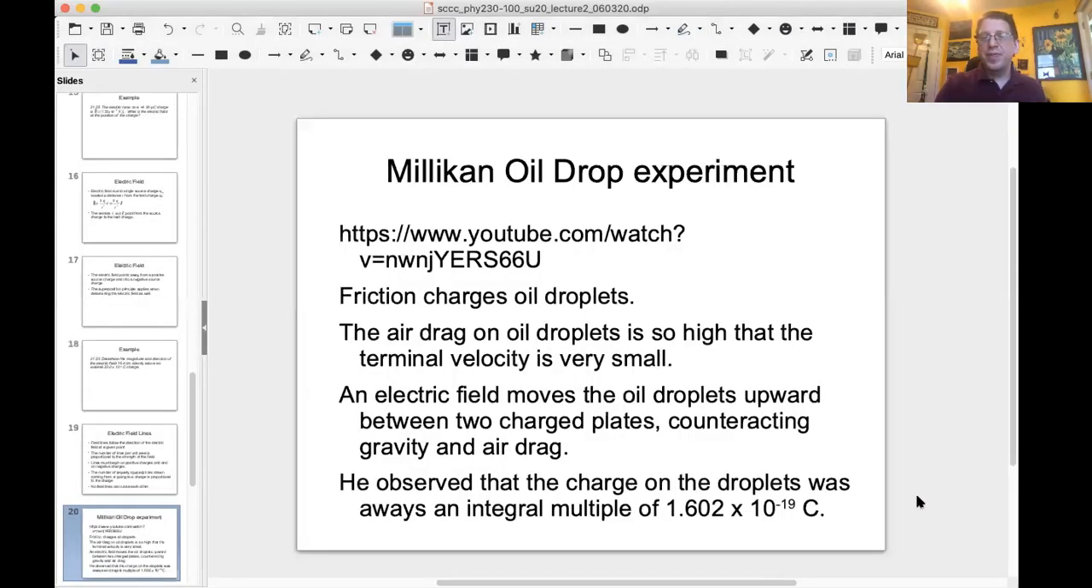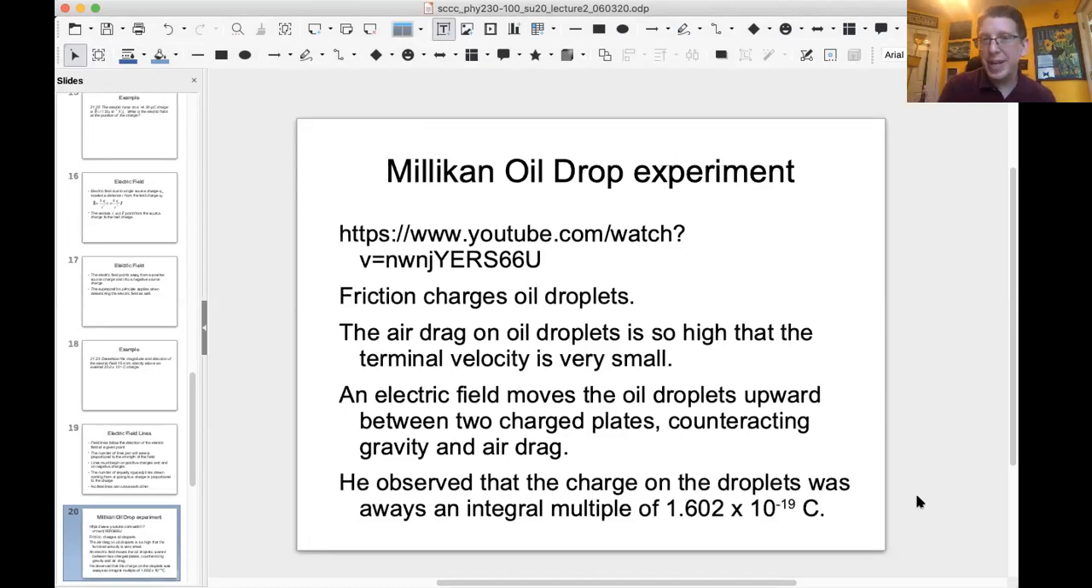Okay, so let's talk about what happens. The friction gives these oil droplets charge. The air drag on the droplets is so high that the terminal velocity is very small, but it makes it possible to figure out the mass of the droplets by figuring out their terminal velocity. It's related to the mass, and so you can figure that out. The electric field moves the oil droplets upward between two charged plates, counteracting gravity and air drag.